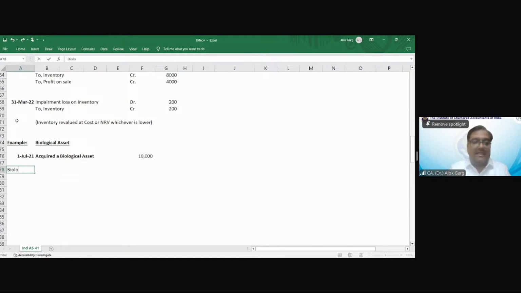That biological asset has to be measured at fair value less cost to sell. What is the fair value in this case? What will the fair value be? It will be the same value at which you have purchased it, right? Because you purchased it at market value, so the fair value will also be this.